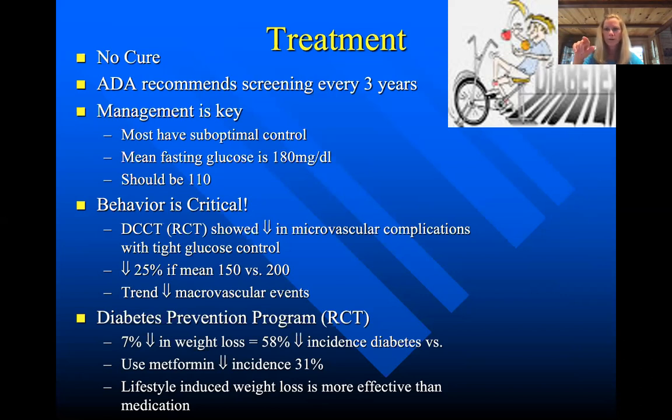But I really want you to pay attention to, yeah, that's powerful. And if you've got prediabetes, going on metformin is probably a great idea. But that lifestyle change is going to have the most dramatic effect in reducing weight and preventing diabetes from developing.